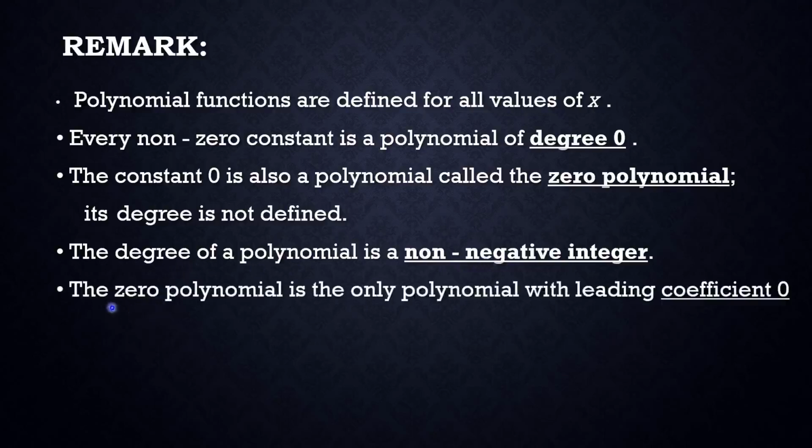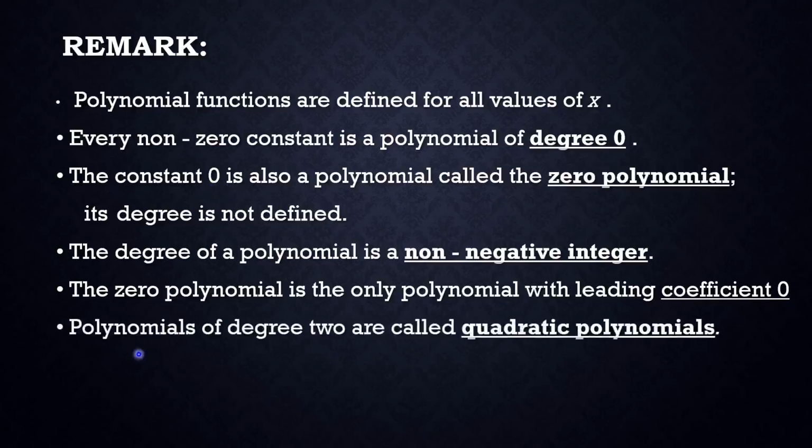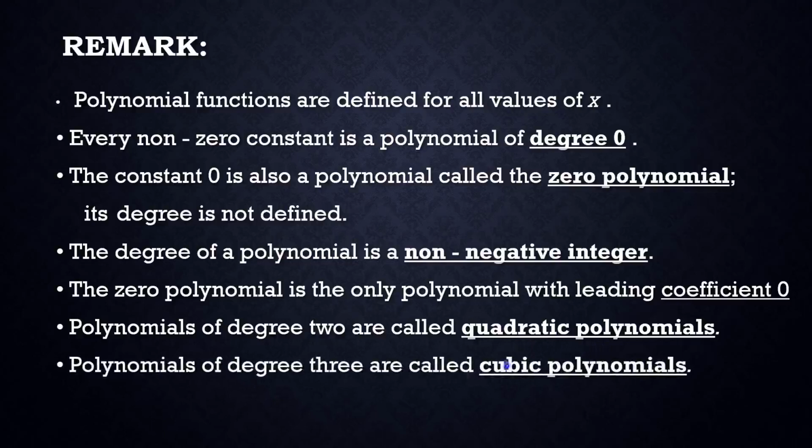Next, the zero polynomial is the only polynomial with leading coefficient 0. As we already saw, the zero polynomial has the constant value 0, and its coefficient is 0. Next, polynomials of degree 2 are called quadratic polynomials. If the degree is 2, that is, it starts with x squared, it is called a quadratic polynomial.